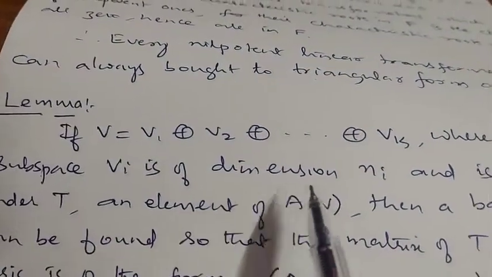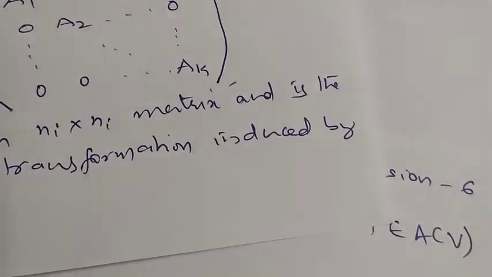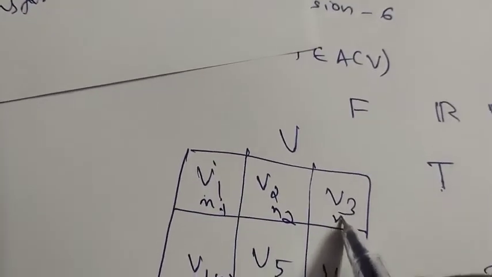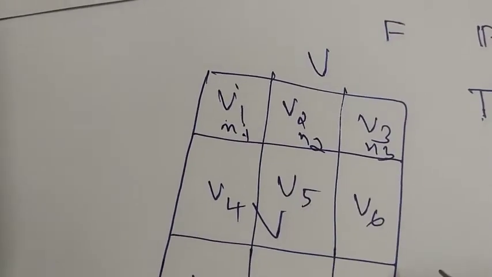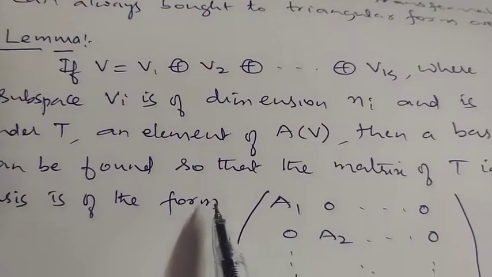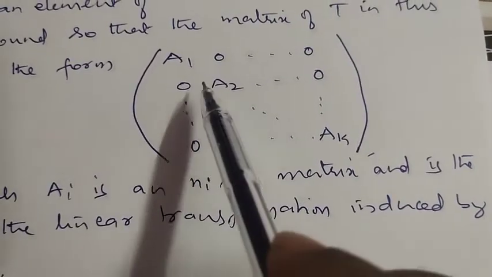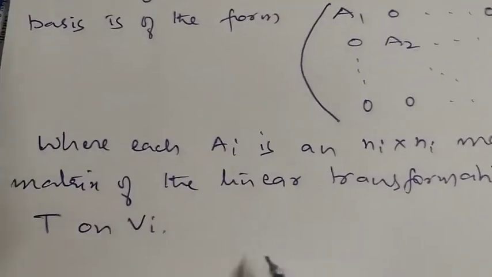So now this lemma says, if V is the direct sum of these subspaces where each Vi is of dimension Ni, meaning V1 is of dimension N1, V2 is of dimension N2, V3 is of dimension N3 and so on, and they are all invariant under T, then a basis of V can be found such that the matrix of T is in this form, where each A is an Ni cross Ni matrix and is the matrix of the linear transformation induced by T on Vi.